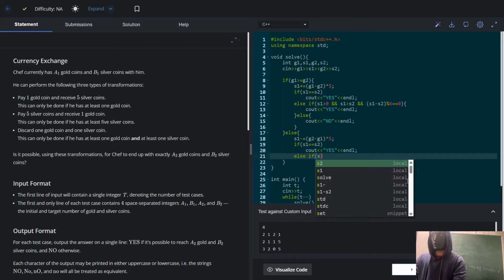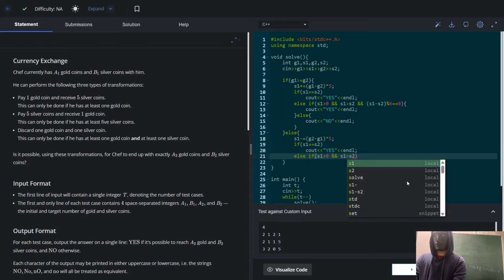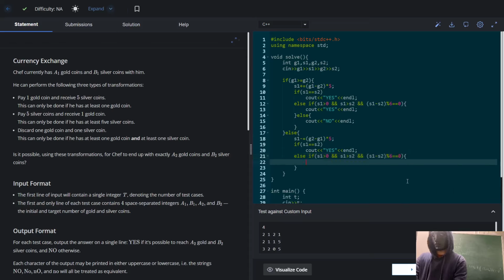you'll have to print yes, else if again you will be checking silver 1 should be greater than 0, and S1 should be greater than S2, and again (S1 minus S2) modulo 6 has to be 0, then you will be printing yes. Why? Again let me repeat one more time. Now here gold coins are equal. You have made silver coin into gold coin, so gold coins are equal. Now if the silver coin we have is equal to the final silver coin, in that case we'll be printing yes.